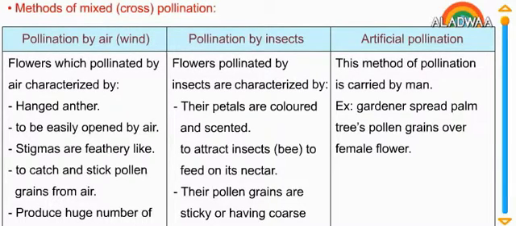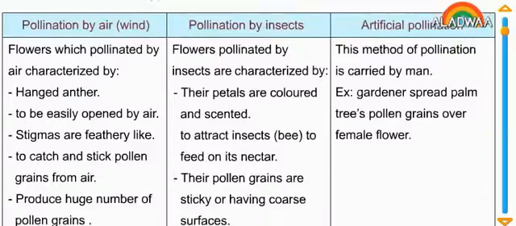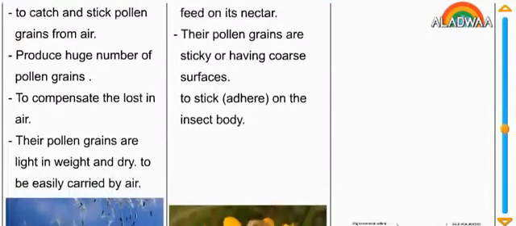Pollination by insects. Flowers pollinated by insects are characterized by their petals being colored and scented, to attract insects, like bees, to feed on their nectar. Their pollen grains are sticky or have coarse surfaces, to adhere to the insect's body.